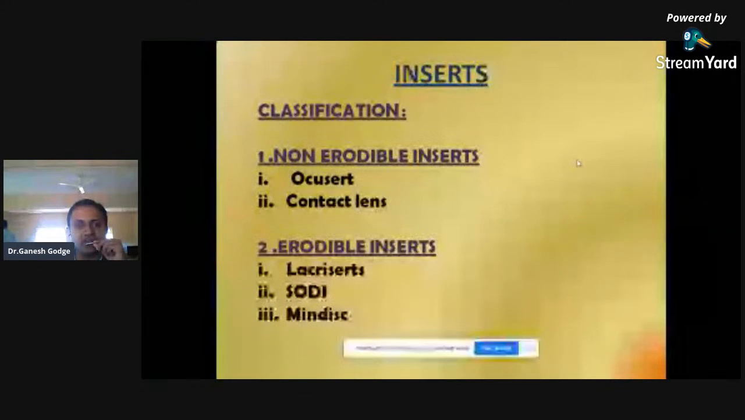Non-erodible inserts are classified further as ocuserts and contact lenses, and erodible inserts are classified further as lacriserts, SODI, and mini disc. SODI stands for soluble ophthalmic drug insert. So if you want to classify ocular inserts, you have to classify them under two broad headings, that is non-erodible inserts and erodible inserts. Non-erodible inserts are further classified into ocuserts and contact lenses.